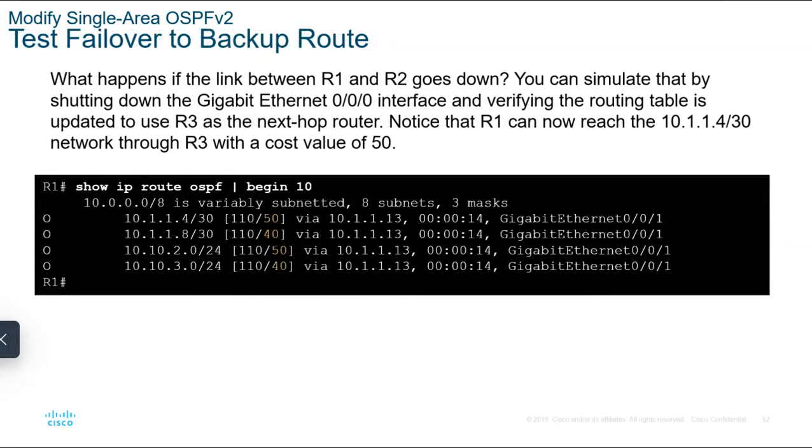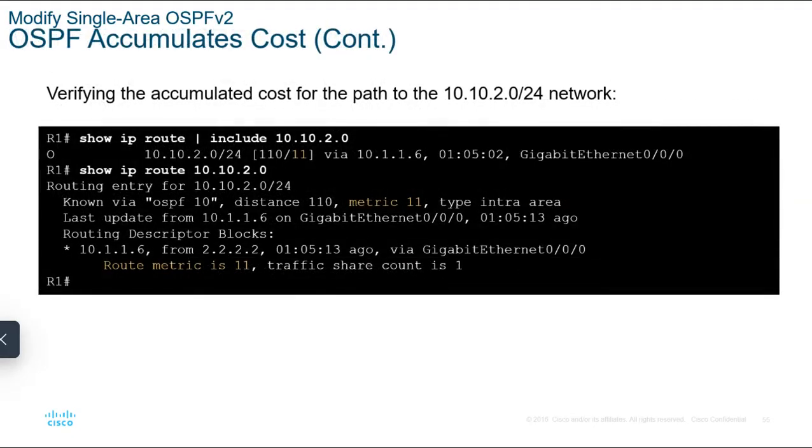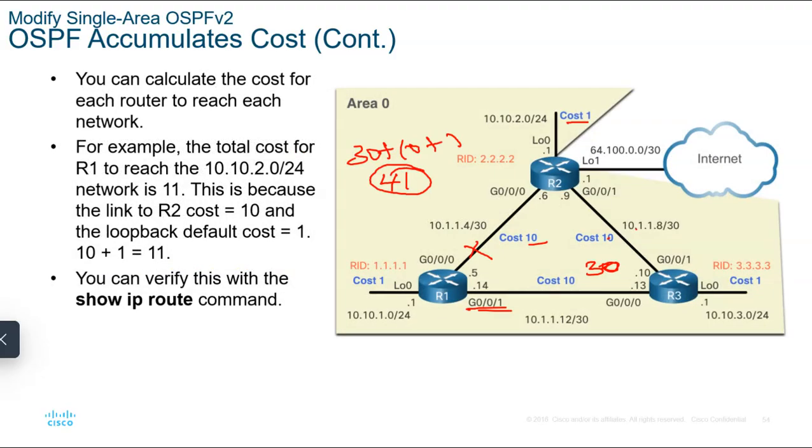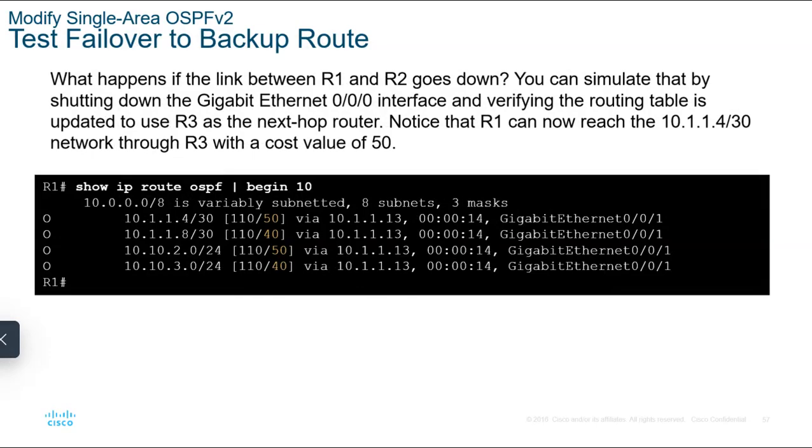Let's see. But which network are we trying to reach? The next hop here will be R3. We're trying to reach the network 10.10.2, which is this. Here, this one is coming from.